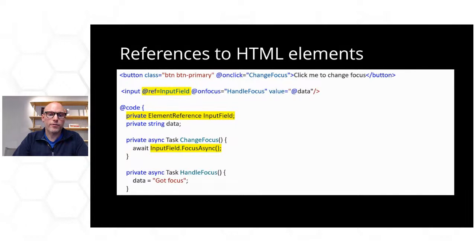We can get references to regular HTML elements with the ref. This works quite similar to how it works in React, if you have experience with that. So with this, we can do things like setting the focus in a text box or similar things. We can also use it to pass to JavaScript with interop if we need to do more native stuff in the browser.